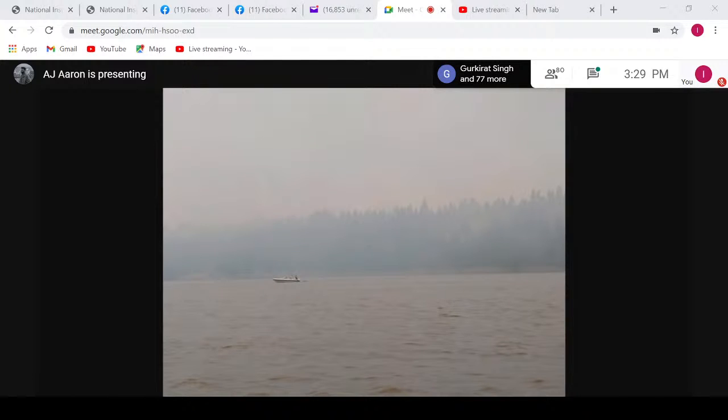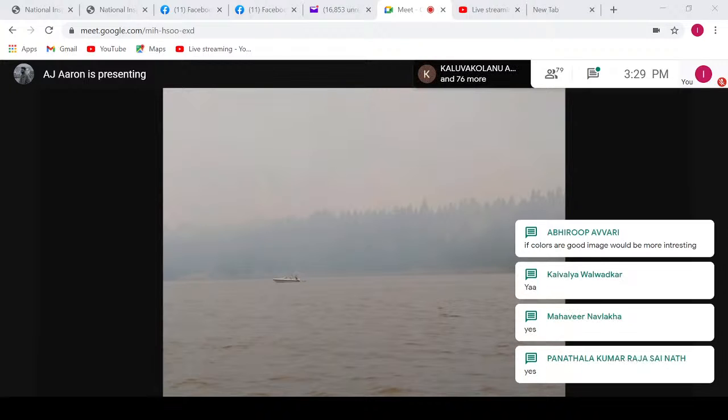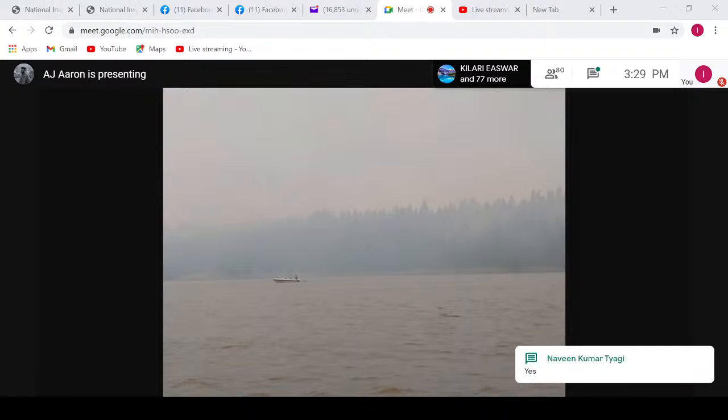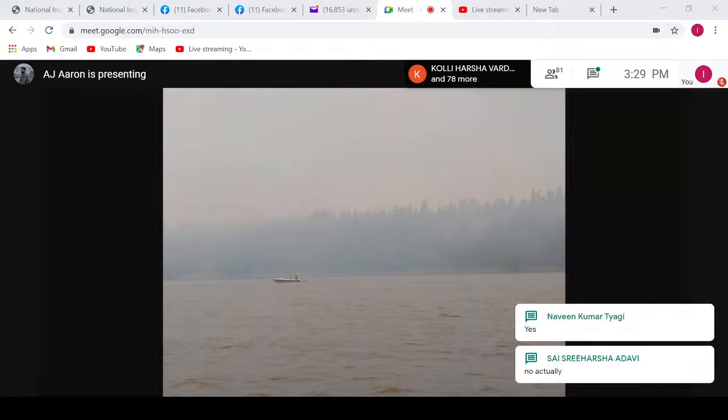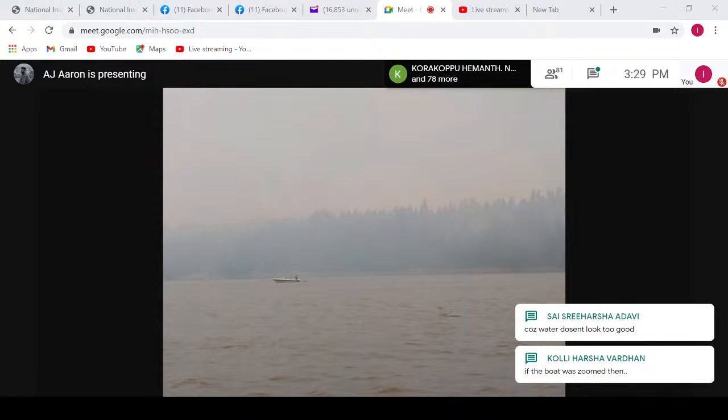If the height or the angle of the camera was slightly lower, slightly closer to the water, do you guys think that would have been even more interesting? Yeah, correct. If the camera was closer, the water would have been in the foreground, right? And again, we'd have some layers and depth to it.